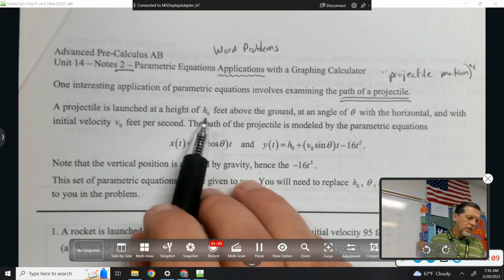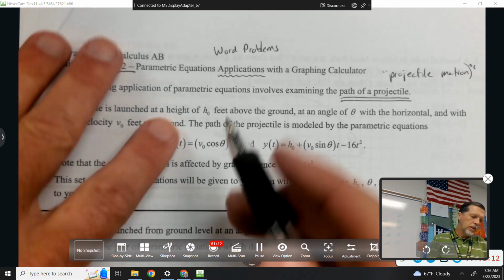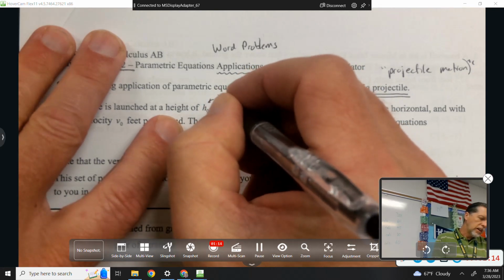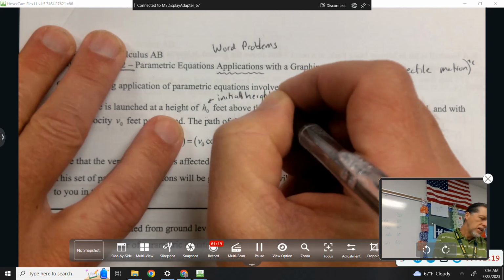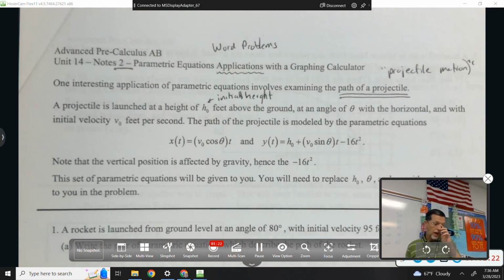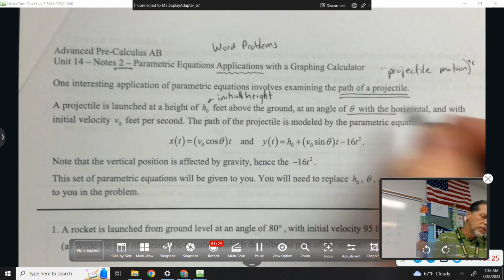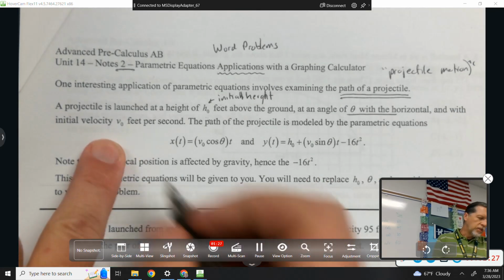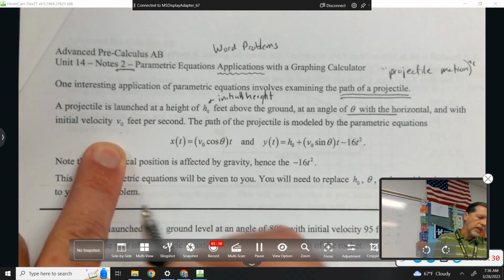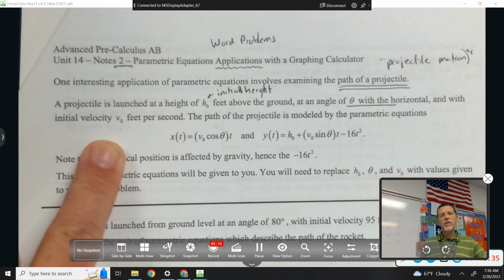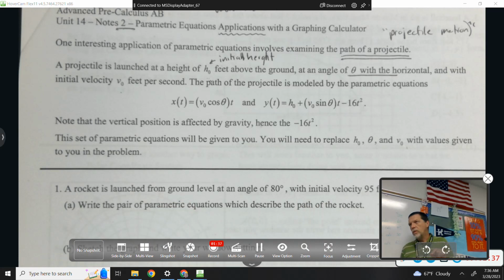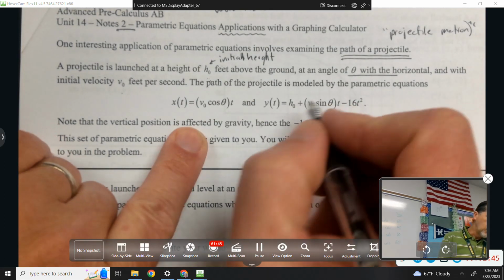A projectile is launched at a height of h0, so that's initial height. Hopefully many of these variables are the same. At an angle of theta with the horizontal, and with initial velocity v0, feet per second. The path of the projectile is modeled by parametric equations. So instead of one equation, or like 7 equations when you had in physics, we're going to use these 2 equations every time.